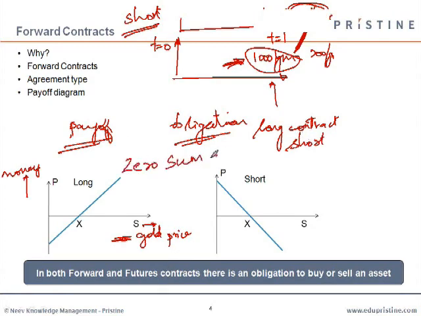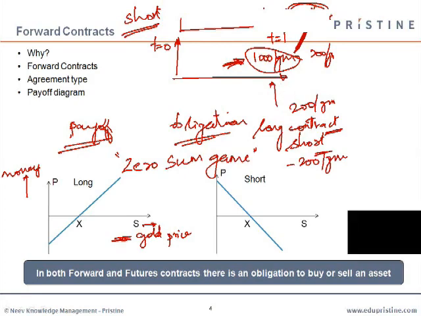zero sum game. Why? Because in a situation when the asset's price is higher than your underlying price, or the contract price, sorry, one party stands to gain, which is the long party, and the other party stands to lose by exactly the same amount. That is, the long party makes a profit of rupees 200 per gram, whereas the short party makes a loss of exactly rupees 200 per gram, right? So it's a zero sum game. Money is only transferred from one person to another. In this case, money is transferred from the short position to the long position. Okay.